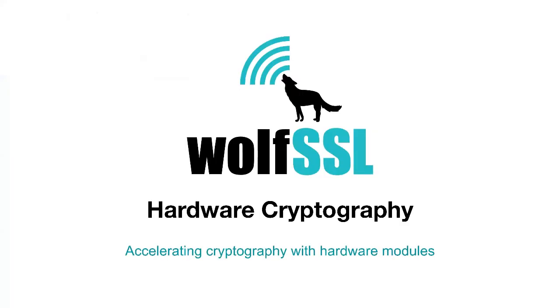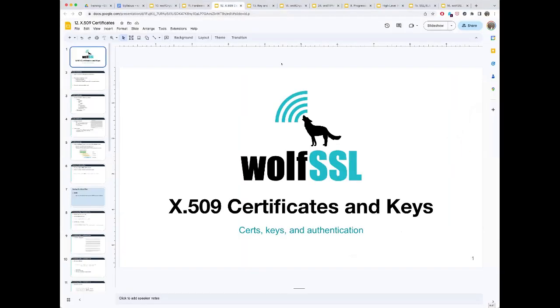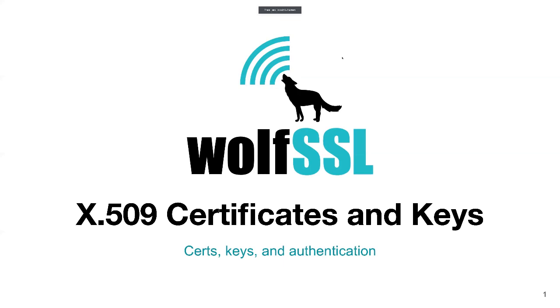All right, so that wraps up a quick glimpse into hardware crypto, what we offer, how to enable it, and where to look for more details. Next section we're going to talk about is moving up a little bit from direct cryptography and looking at X509 certificates and keys. And so we're starting to bridge the gap up into SSL and TLS and higher level protocols.